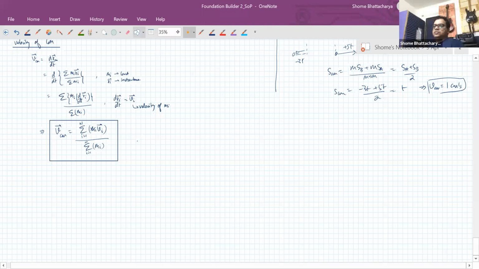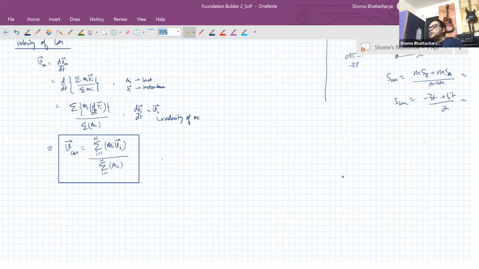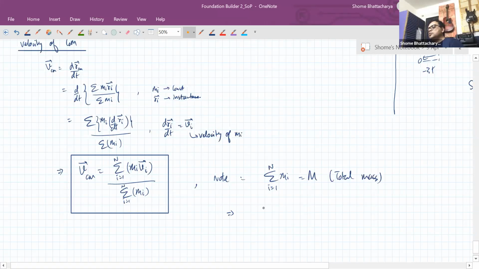Okay, so let's see one important implication of this next. Once you have this velocity, in this you understand that summation of mass in the denominator we can just write as capital M, which is the total mass. So bringing it to the left hand side, total mass into velocity of center of mass is summation of M into V from i equal to 1 to N.